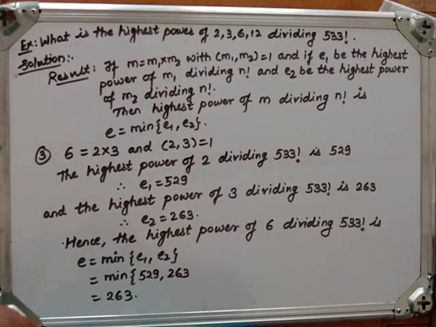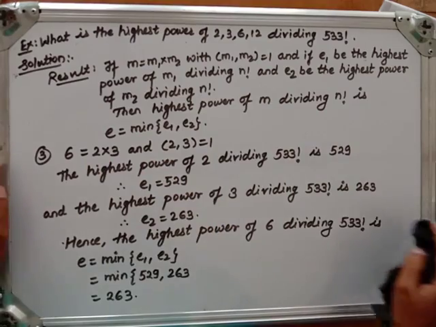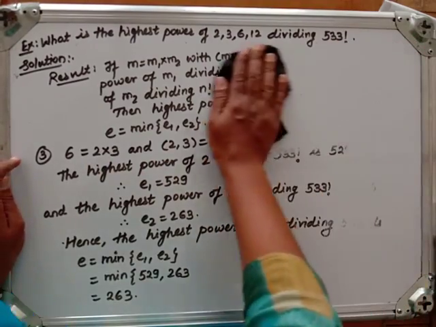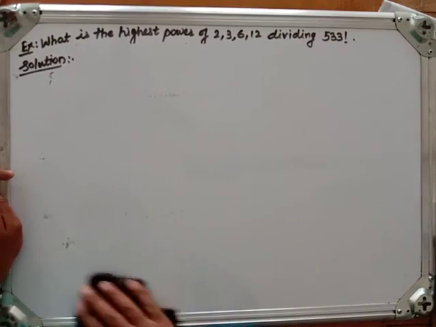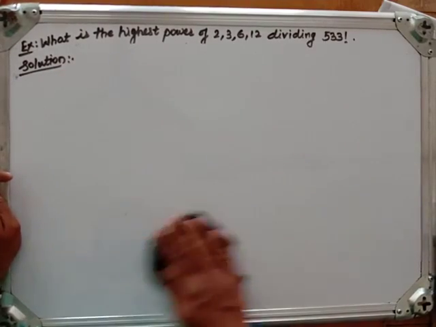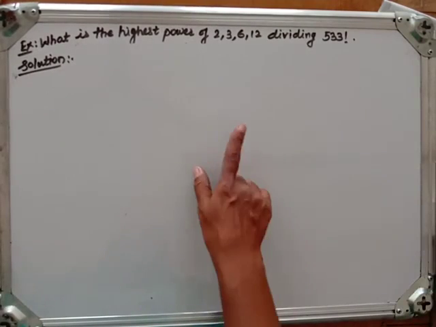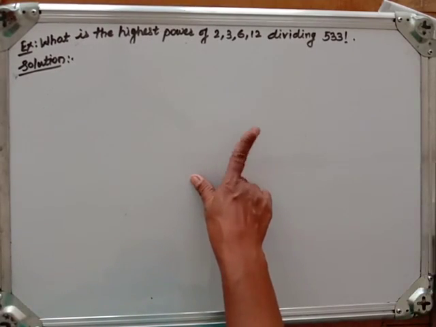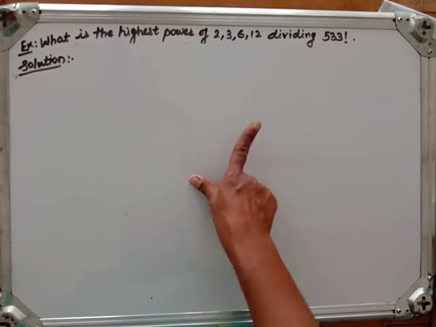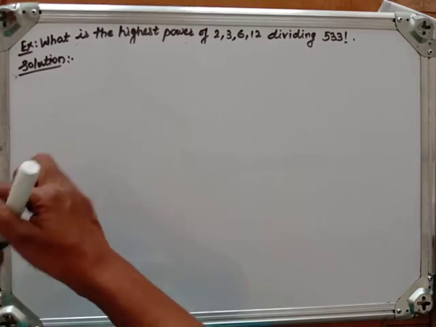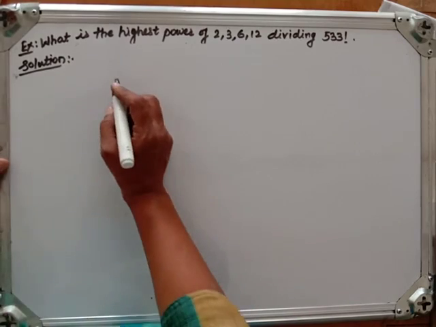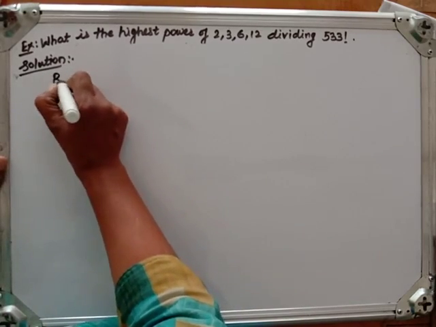So for 12 again one more result we can use. So let's write that result also. For 2 also the same result you can use, but for that you need to obtain: 12 can be written as 4 into 3. So you need to obtain the highest power of 4 dividing 533 factorial first. Later on you can apply the same result. So without going for that result we can use another result also. Let's write that result.